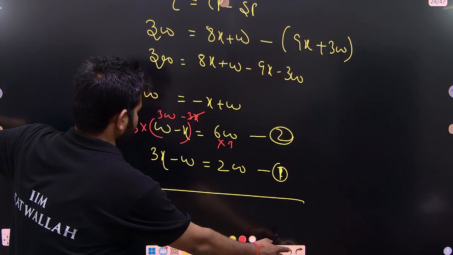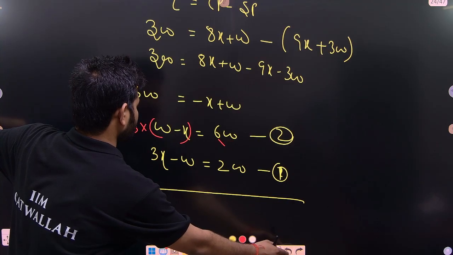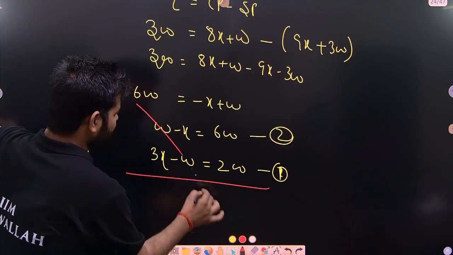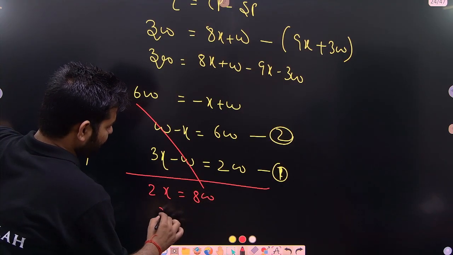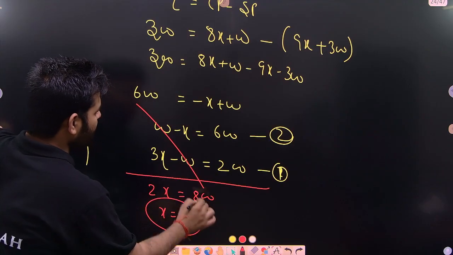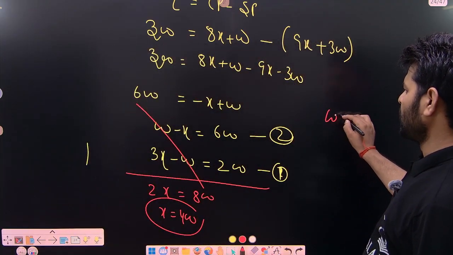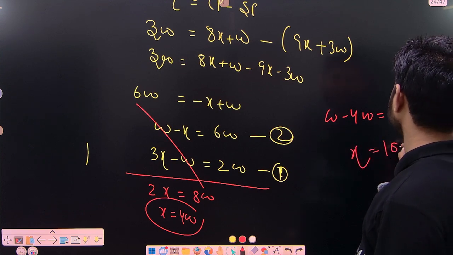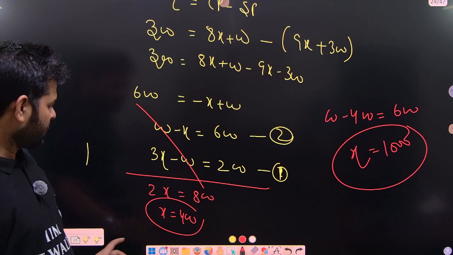If we do it by W, that means if you add the equations directly, W will cancel out W. 2x would be 800, so x would be 400. If x is 400, plug in x over here: W minus 400 is equal to 600, so W would be 1000 rupees. So W is 1000. Again, a good question.